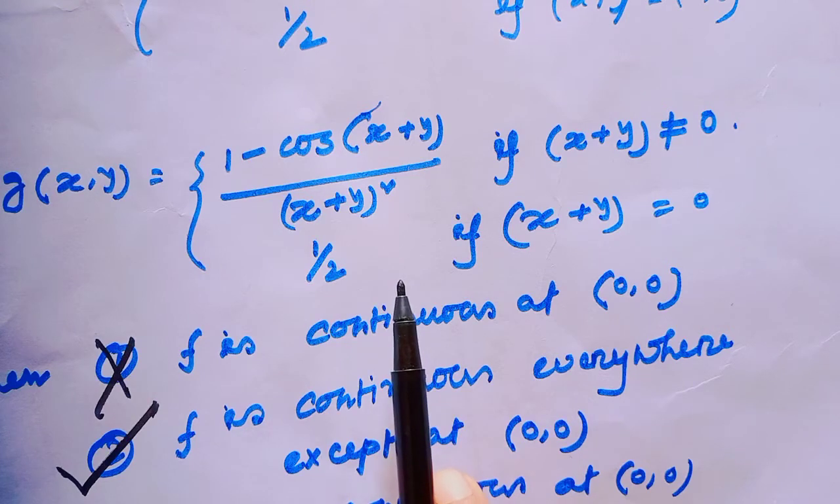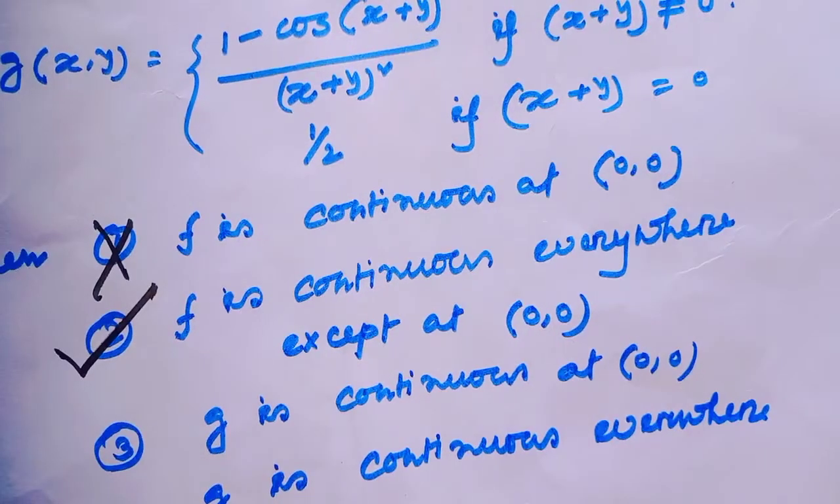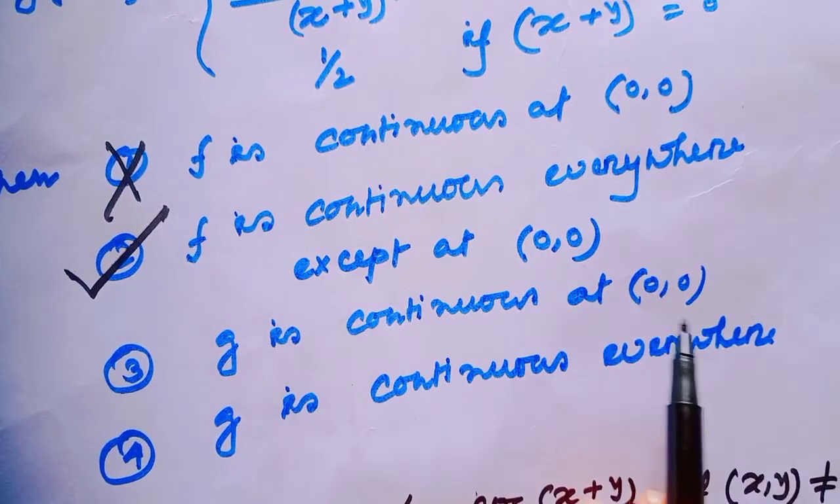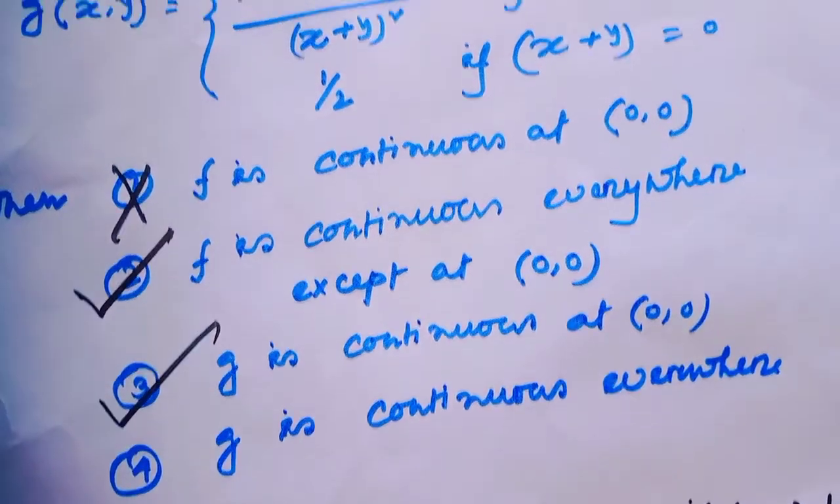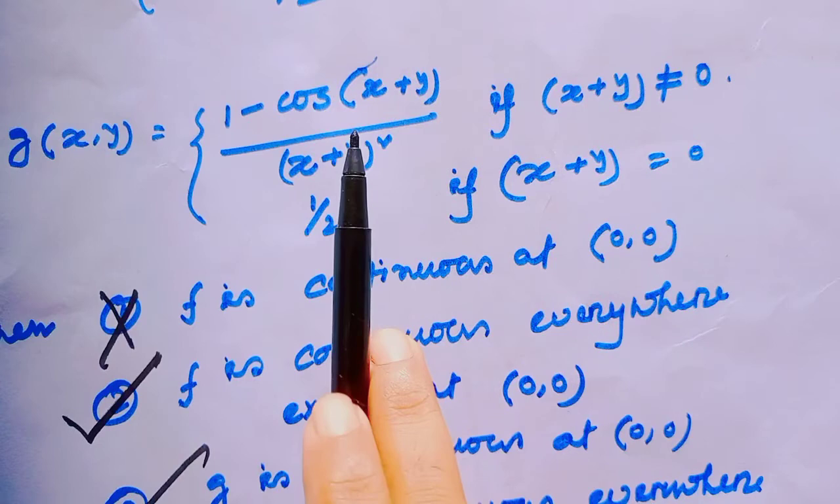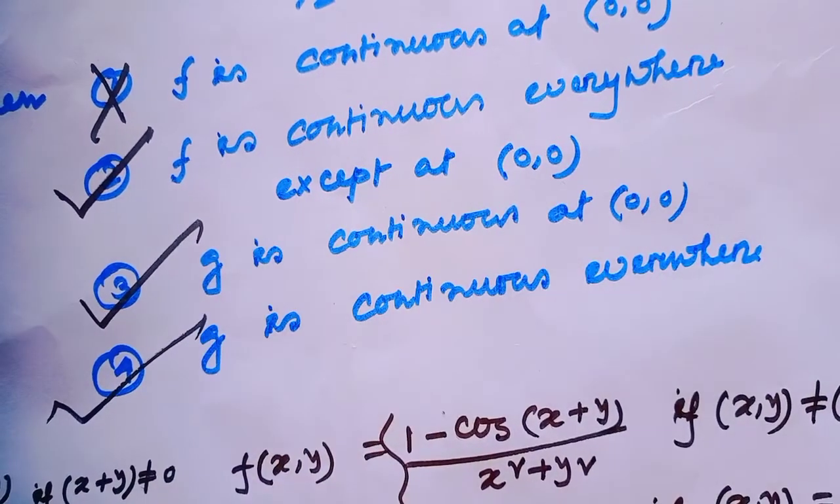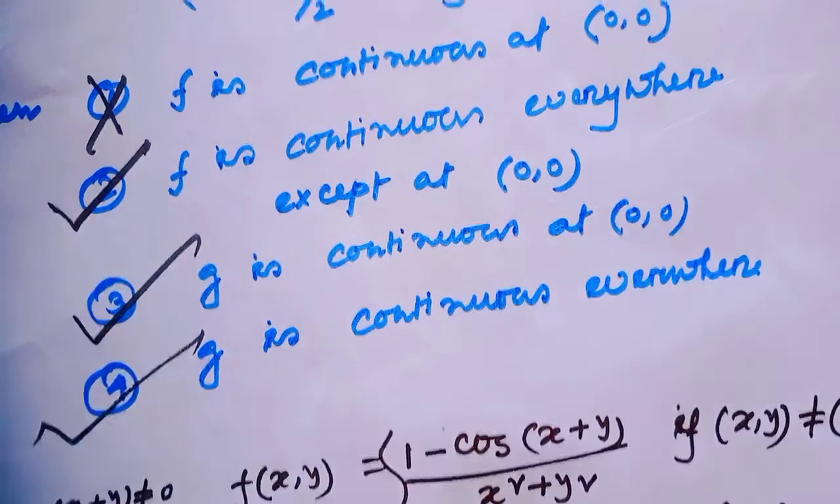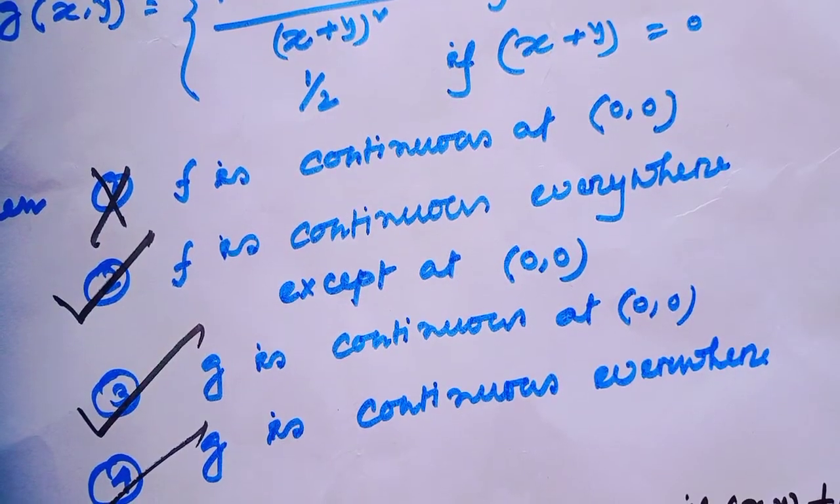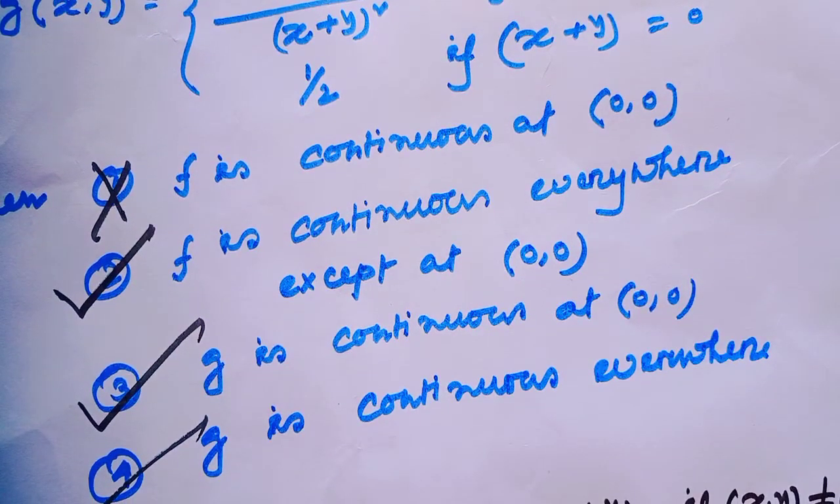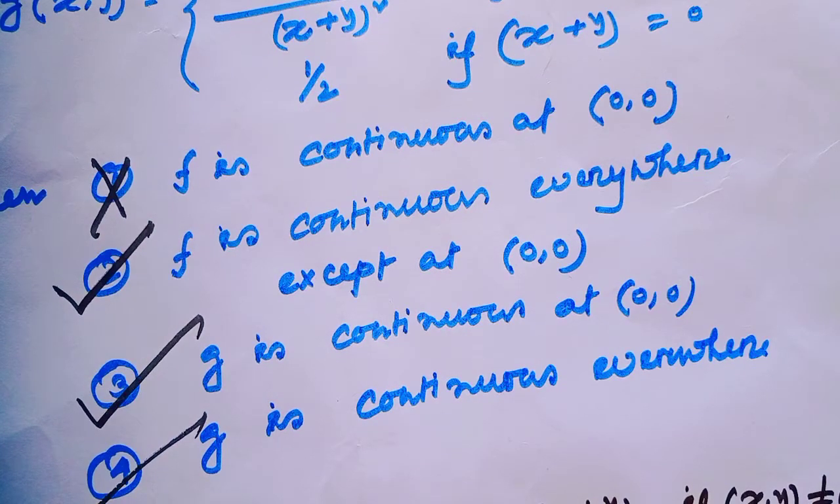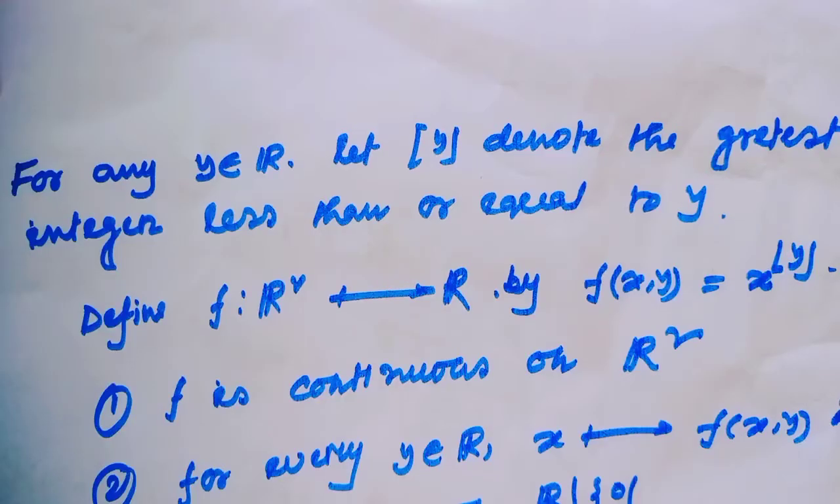So the function g is continuous at (0, 0). Also, since it is a quotient of two continuous functions, g is continuous everywhere. That means options 2, 3 and 4 are the right options. Now I will discuss another question which had also come in CSIR NET.